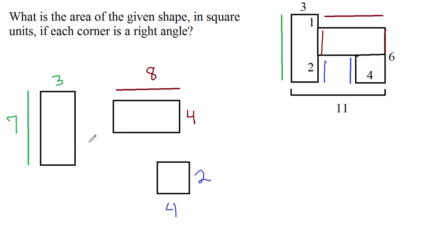Now we can figure out what each area is of these rectangles. 7 multiplied by 3 would give us the area of this rectangle, which is 21. 8 multiplied by 4 is 32. 4 multiplied by 2 is 8. Adding these all together gives us 61 units squared.